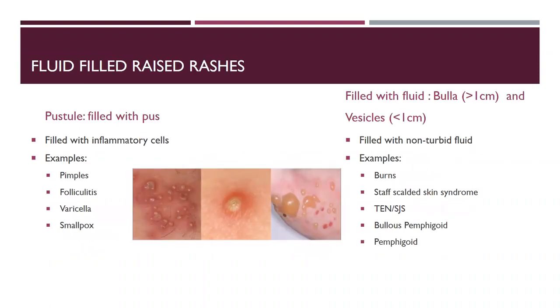Fluidville's pustules are filled with pus, hence the name. Pimples, folliculitis, varicella, chickenpox, smallpox are all pustules. And then if it's fluid filled, again, size is your distinguisher. Bulla are big, vesicles are small. Burns, scalded skin syndrome, SJS and TEN, bullous pemphigoid and other pemphigoids.